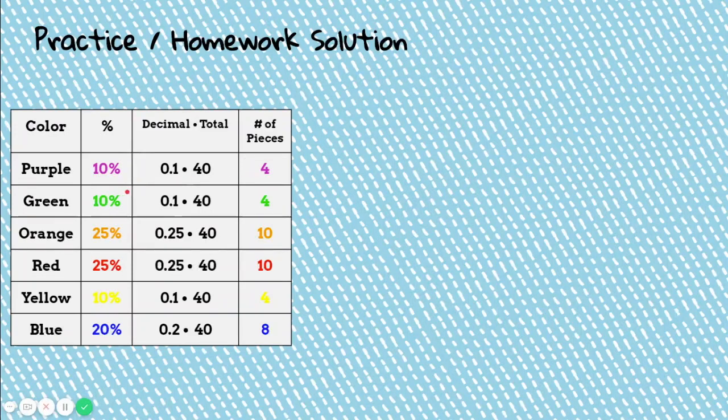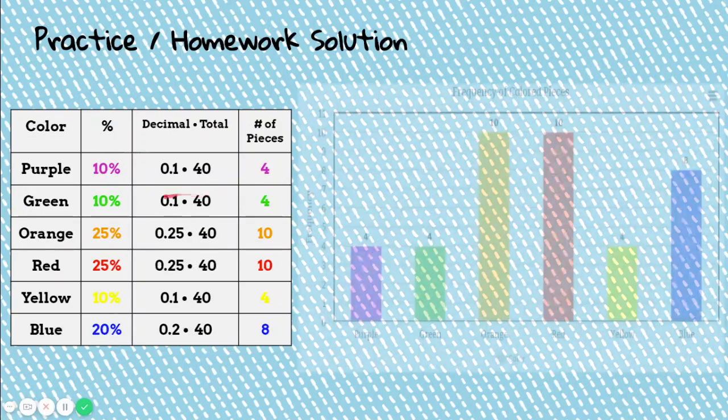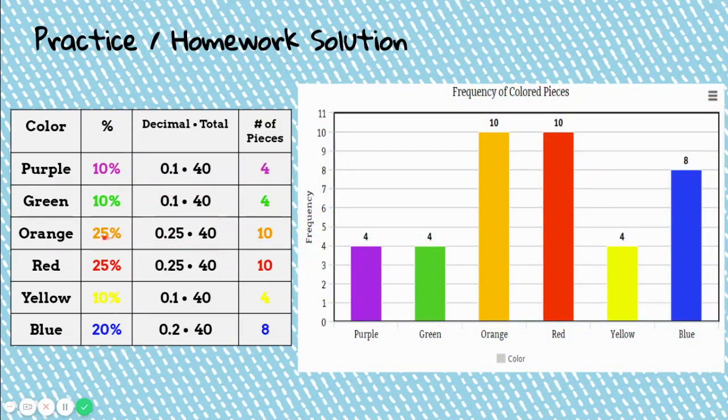I did the same thing for green, 10%, to get a total of 4 pieces. I got 25% to give me a total of 10 pieces. I got 25% to give me a total of 10. Yellow is 10% to get me 4 pieces, and blue was 20% to give me 8 pieces.